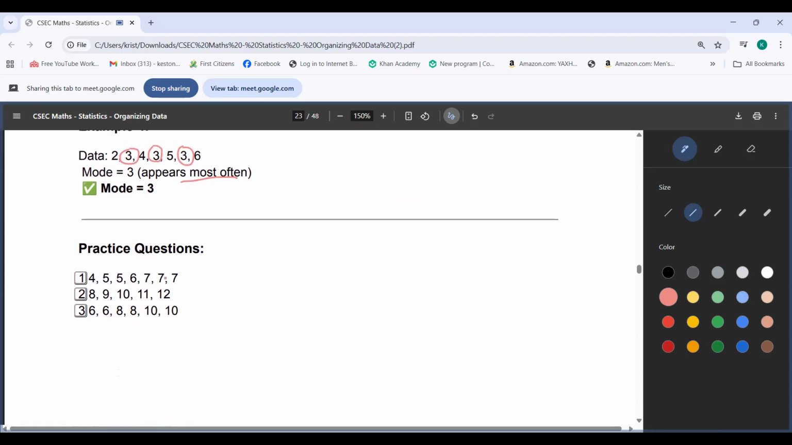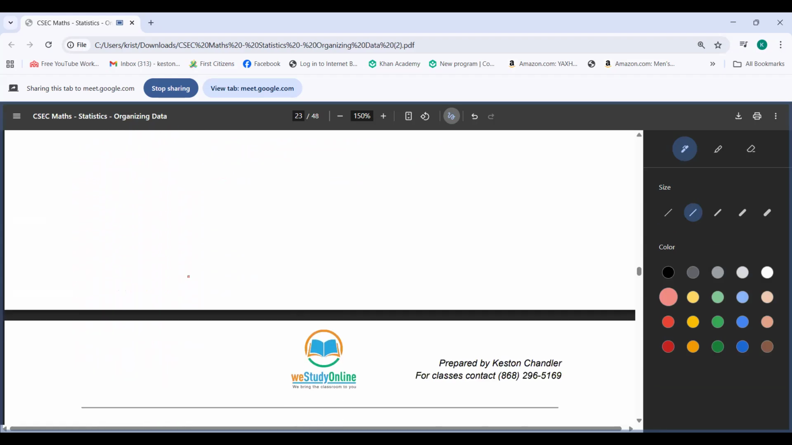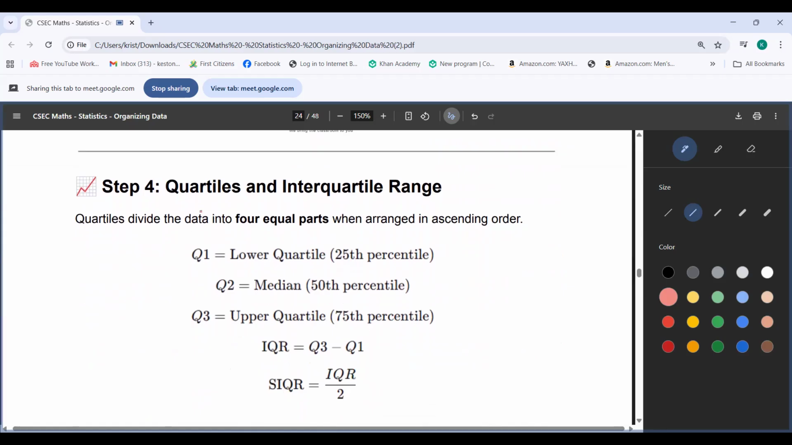Right? We have some practice questions that you could try here on your own time, and I'm moving forward. So now I want to talk a bit about quartiles and interquartile range.